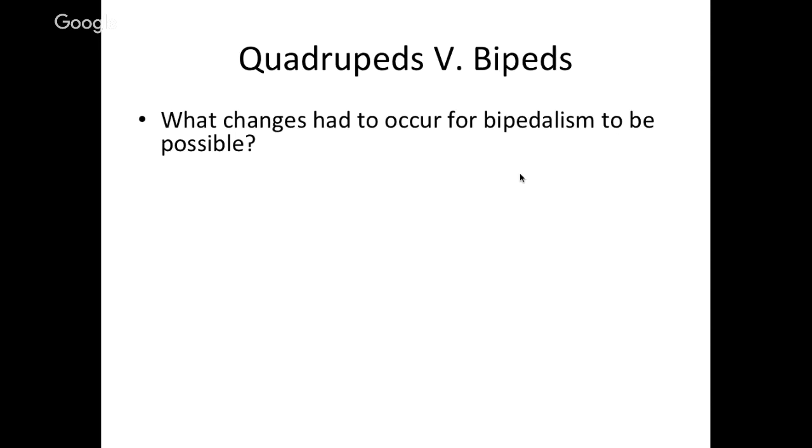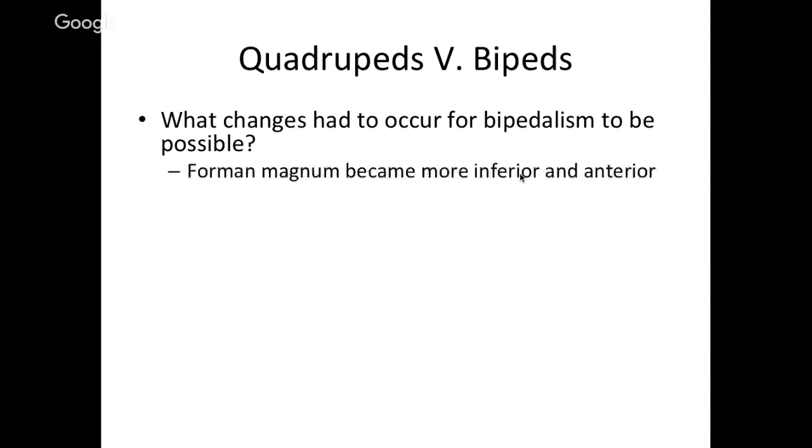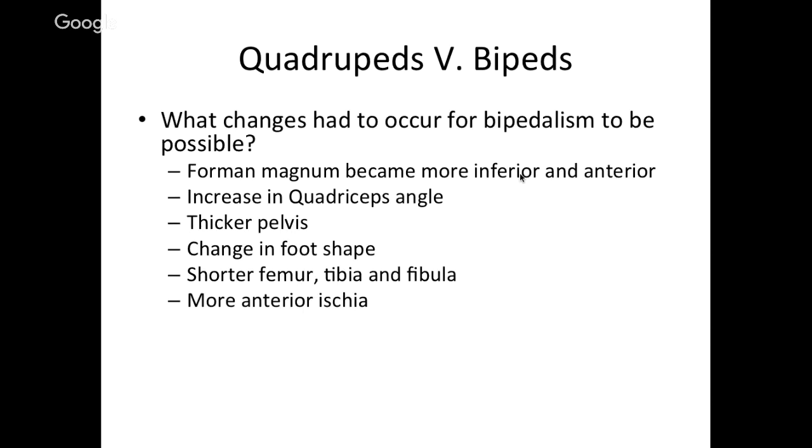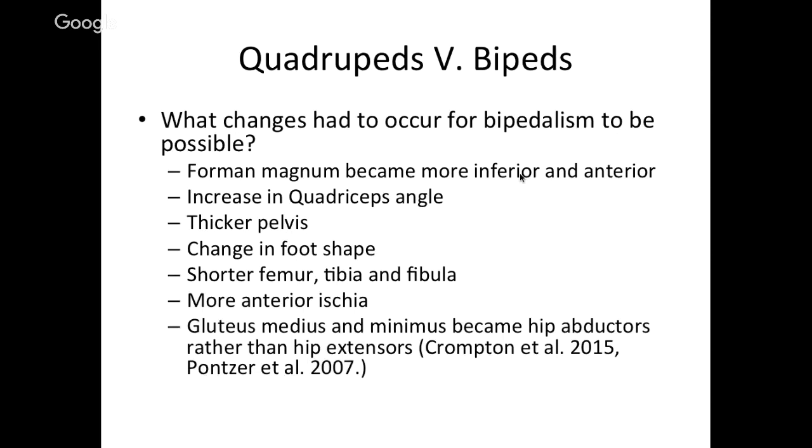So what changes had to occur for bipedalism to be possible? The foramen magnum needed to become more inferior and anterior in the skull. There needed to be an increase in the quadriceps angle. A thicker pelvis needed to occur. There needed to be a change in foot shape. The size of the femur, tibia, and fibula needed to decrease. And there needed to be a more anterior ischia. And lastly, the gluteus medius and minimus needed to become hip abductors rather than hip extensors. And all these changes did occur, which is why we are bipedal today.